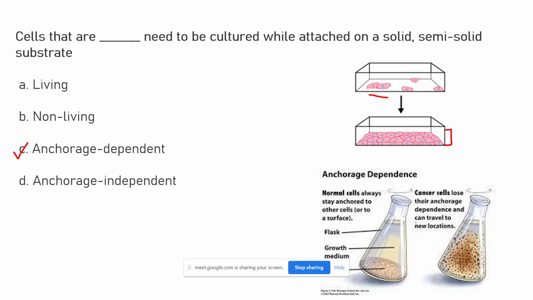However, for cancer cells, this property of anchorage dependence is not true, because cancer cells lose this property since they have to metastasize to new locations. They have to travel to new locations. So for this question, the answer is anchorage dependence.